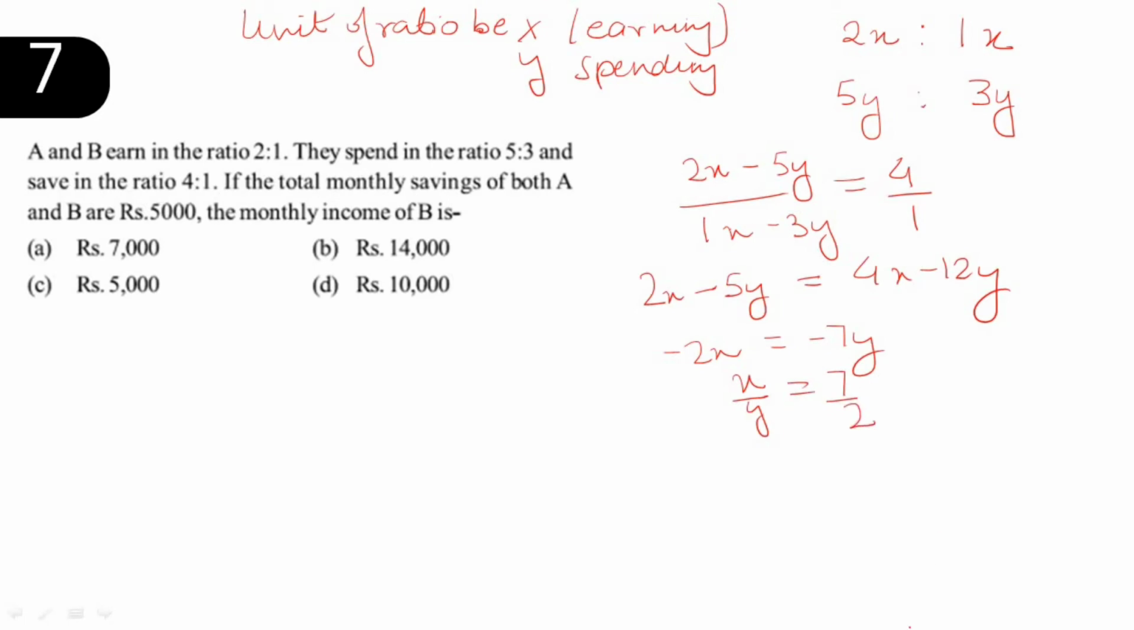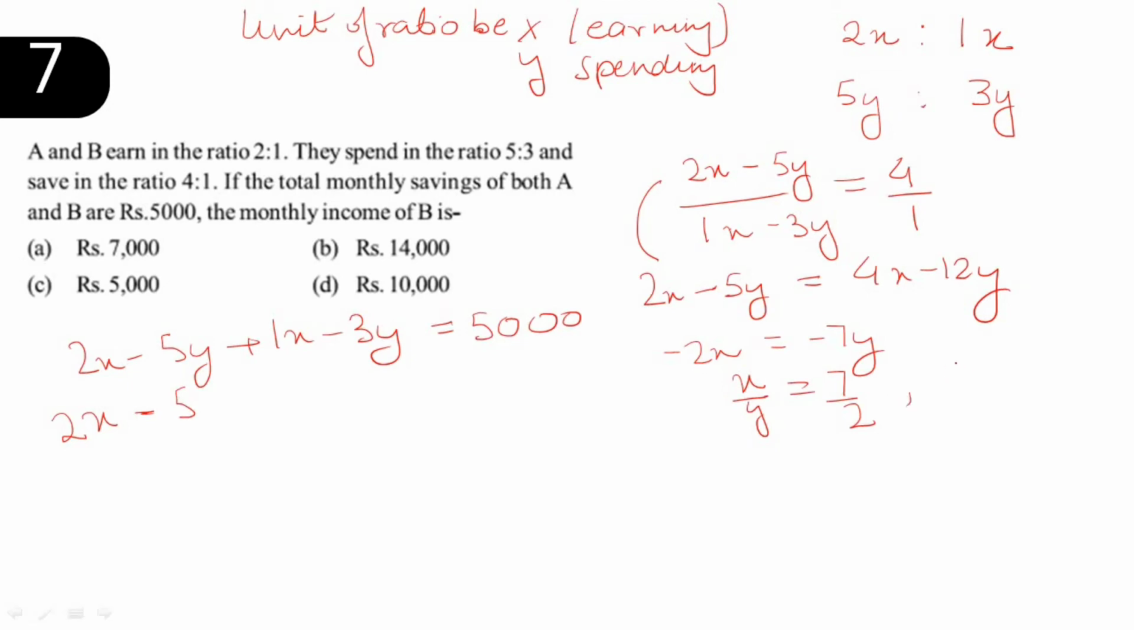The ratio between the two units which we have taken is 7 upon 2. What we have to find is, the total monthly savings of both A and B are 5,000. Okay, the sum of these two is given. What is the sum? 2x minus 5y plus 1x minus 3y is 5,000. Then what we have to find? We have to find the monthly income of B. So first we should solve this.